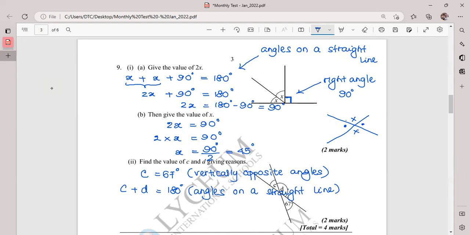That the C value you know, 67 degrees plus D equal to 180 degrees. So then D is equal to 180 minus 67, right? So then you can find the answer, 180 minus 67, it is 113, right? 113 degrees. Children, here I want to mention to you a very important thing.